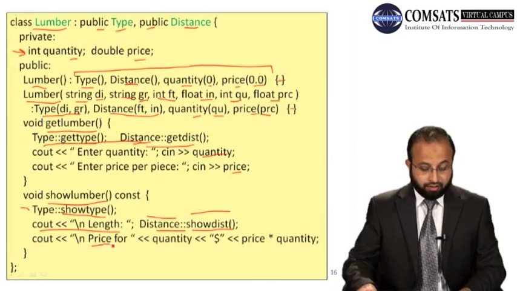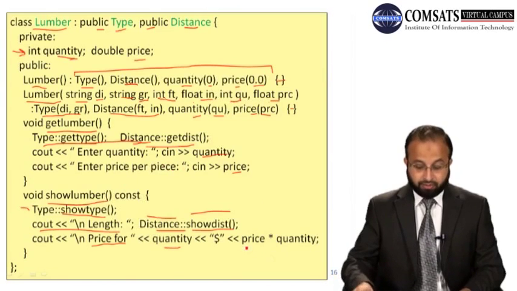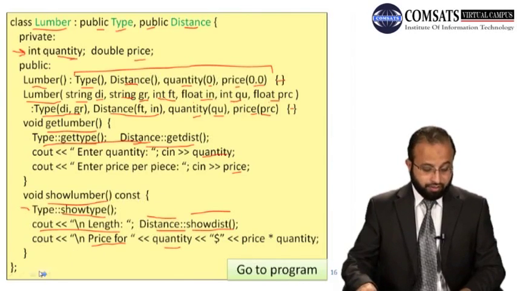And then we display the price for quantity. So quantity को display कर दिया आपने because that is the quantity, and then price is equal to price multiplied by quantity, right? Now let's go to the program and see how it will execute.